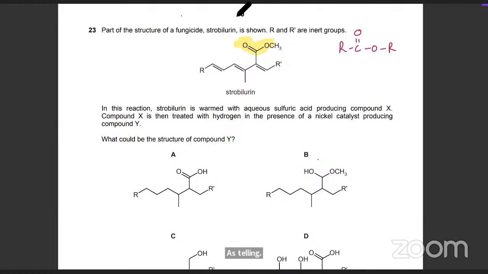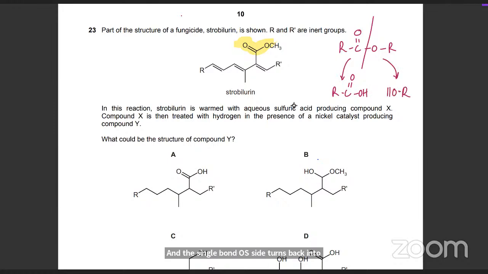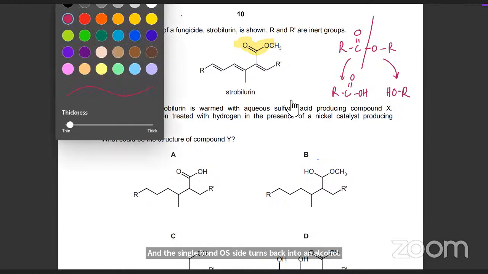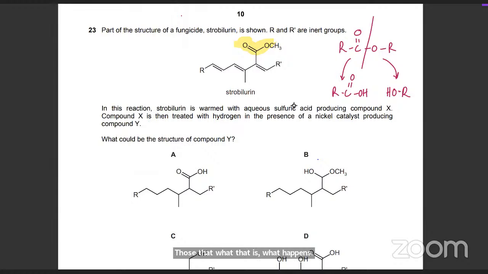The single bond O and the double bond O are in the middle of the chain. Anyway, the ester in the reaction is heated with sulfuric acid. When you heat an ester with dilute sulfuric acid, it breaks down. The double bond O side turns back into a carboxylic acid, and the single bond O side turns back into an alcohol. So that is what happens: when you heat it with sulfuric acid, it will break down.